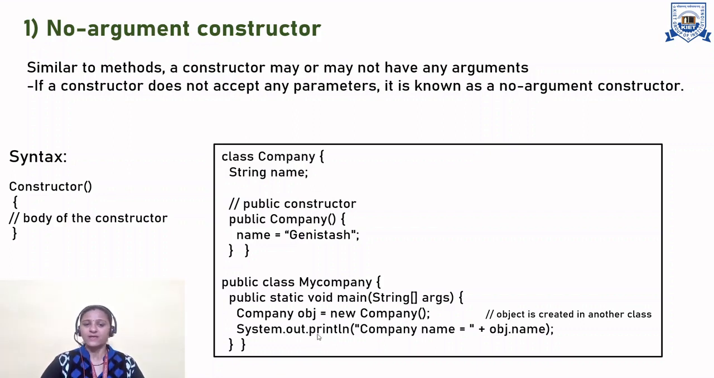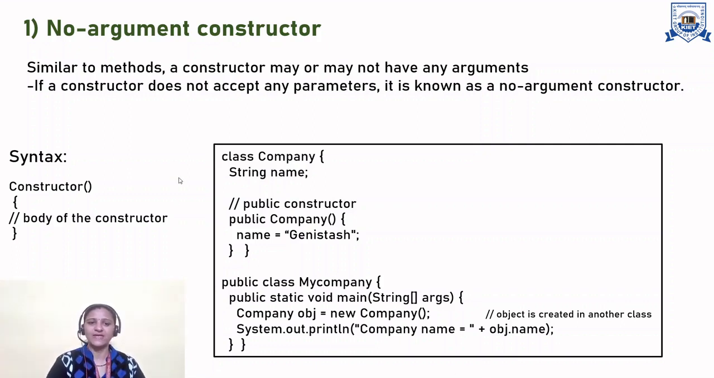Now, when we want to print the company name, it can be accessed with the help of this object, or the instance of the class, with the help of the dot operator. This is the name of the object, this is the name of the variable that belongs to the class, and here is the dot operator. So this way, with the help of the object, we can access the class members.